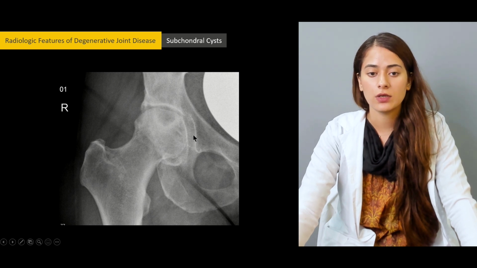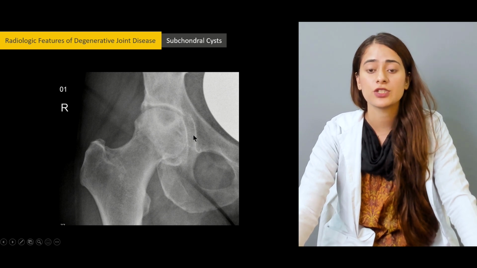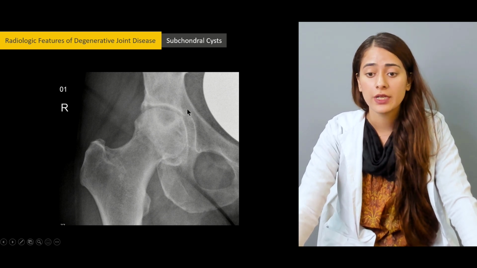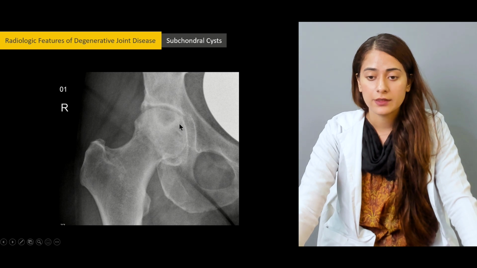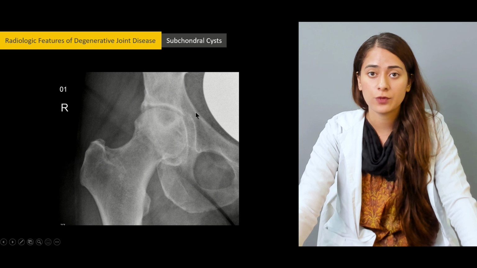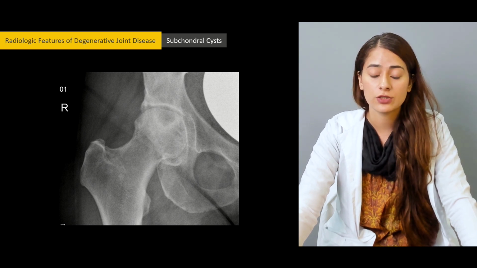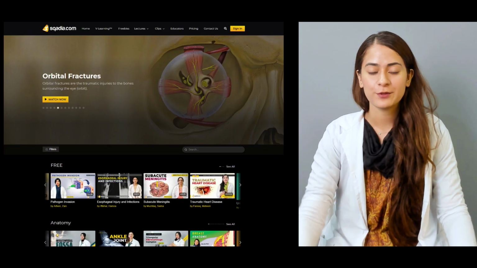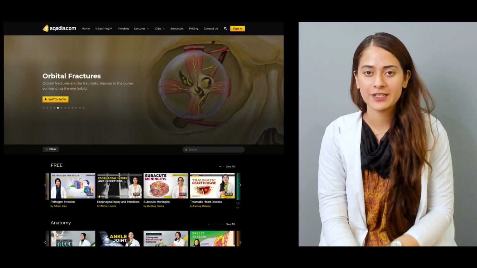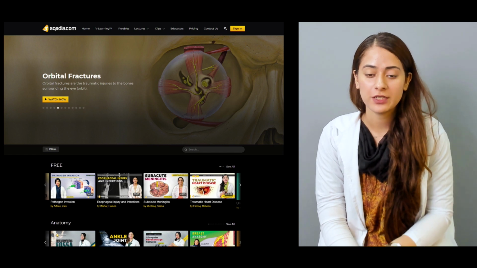So this was all for radiological features of degenerative joint disease. The subchondral cyst has been described here. We talked about sclerosis, joint space narrowing, osteophyte formation, and some loose osteocartilaginous joint bodies. So that was it for today. I hope you liked it. I really like radiology. I hope I made it easy for everybody.